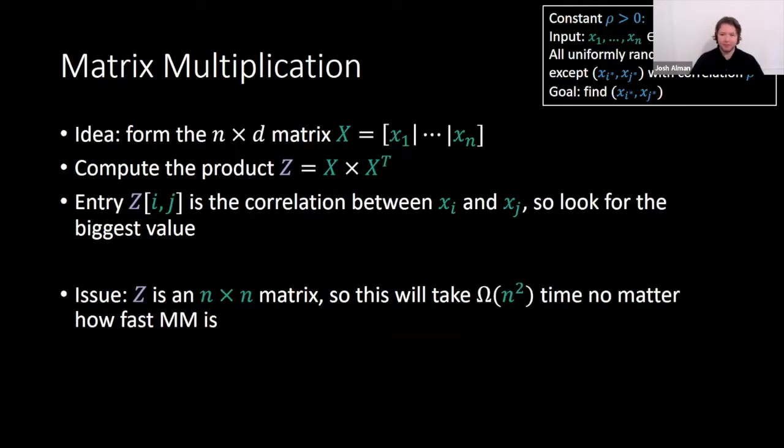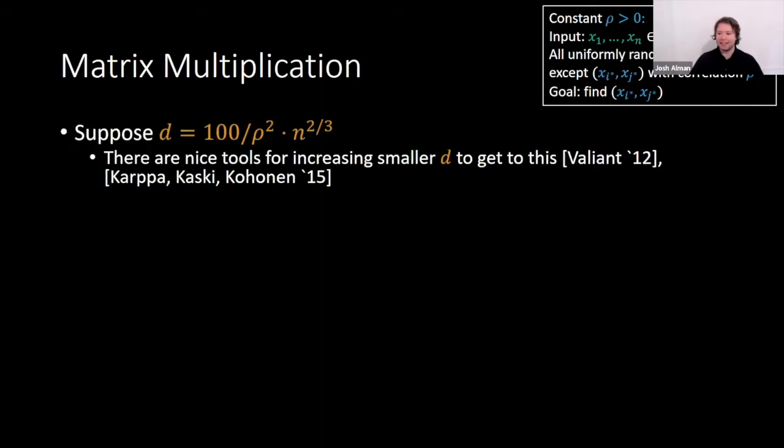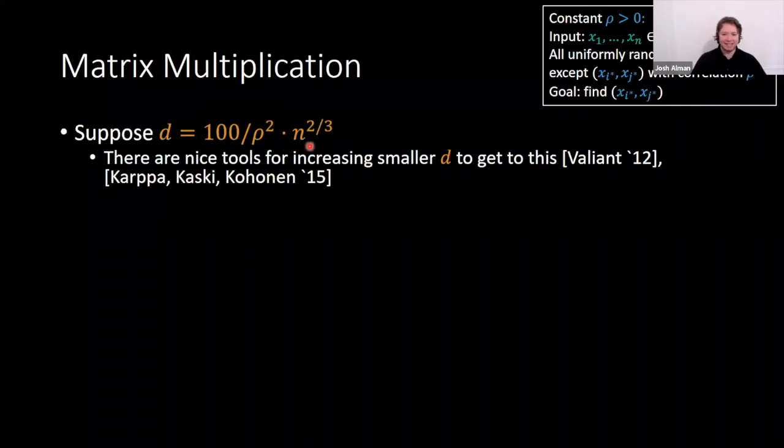So here's what we do. This is the main idea that Greg Valiant introduced. Let me start by making the dimension a bit bigger. Before I was talking about dimension log n, but I'm actually going to focus on a much bigger dimension, some constant times n to the 2/3. One nice thing in this prior work, which I don't want to talk about at all, is that there are tools that increase the dimension from smaller d to larger d without losing too much in the correlation. So using these tools, you can, without loss of generality, assume the dimension really is n to the 2/3.